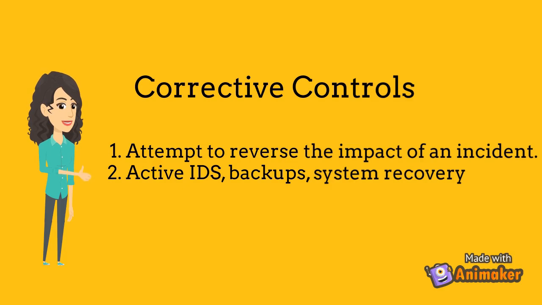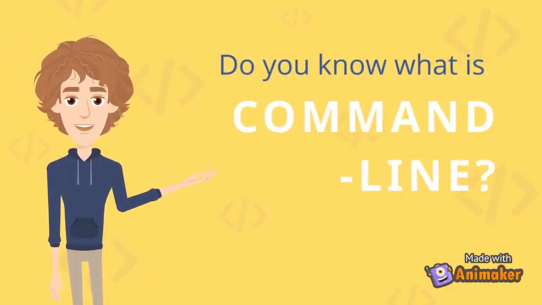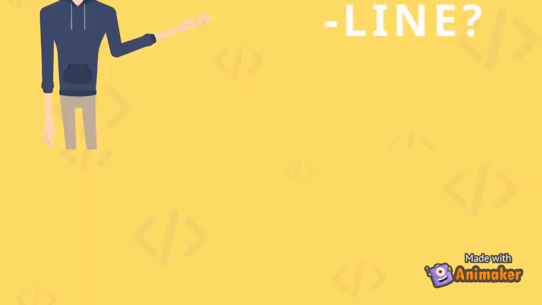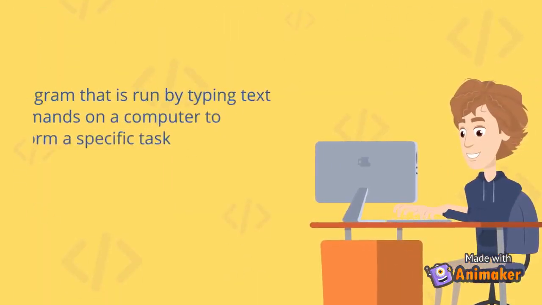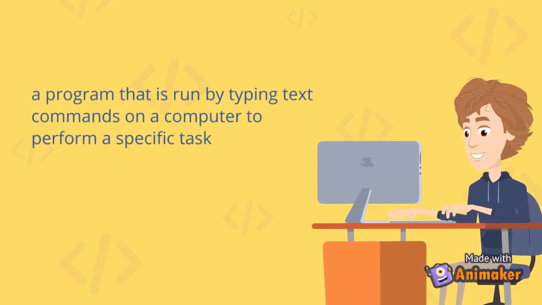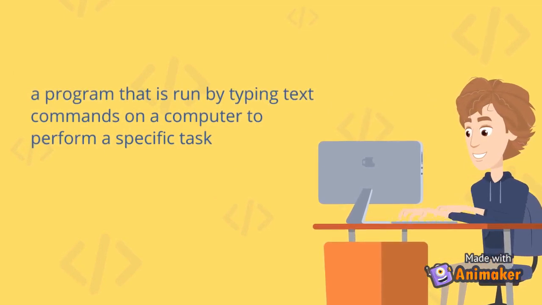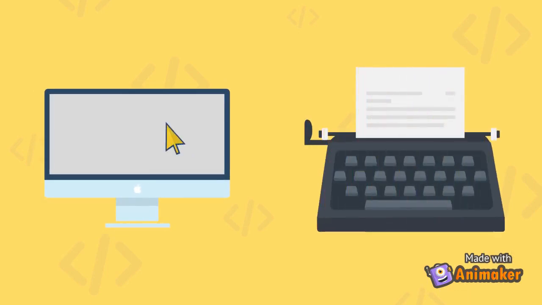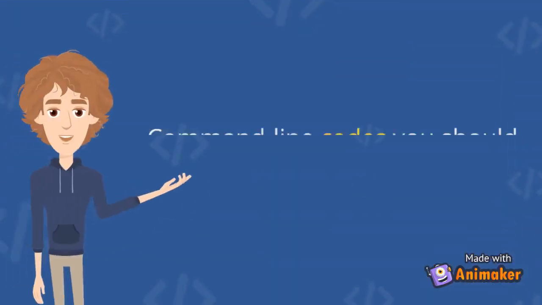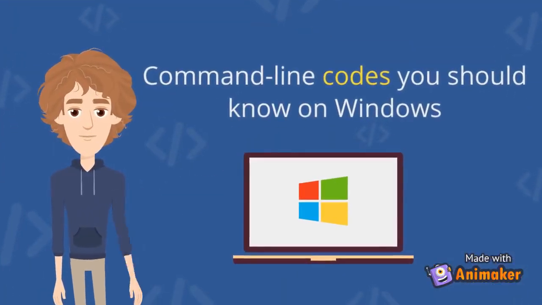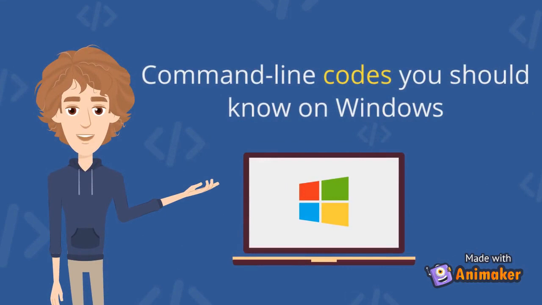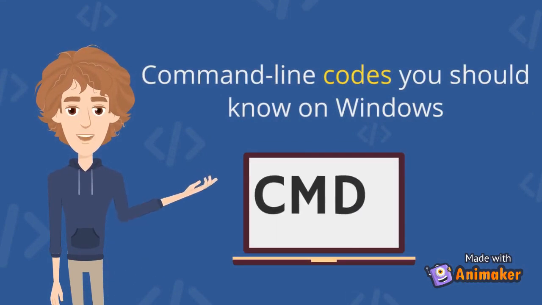Some examples of corrective controls are: do you know what is command line? The command line is a program that is run by typing text commands on a computer to perform a specific task. Like you run the application by clicking on it, but with the command line you have to type code to run the application. So now, we will learn some command codes on Windows. In Windows, we will use CMD to write command line code.